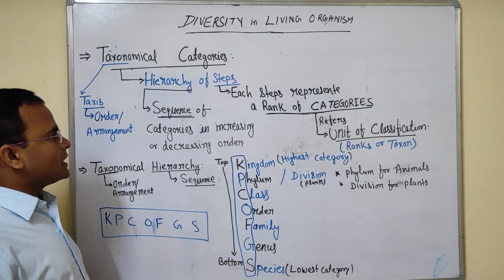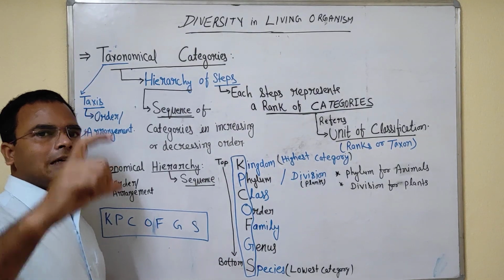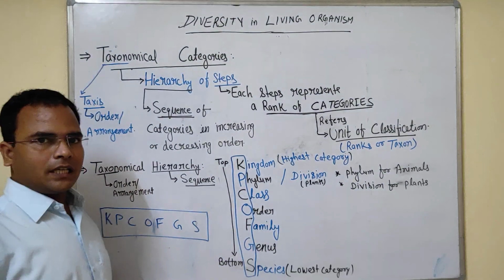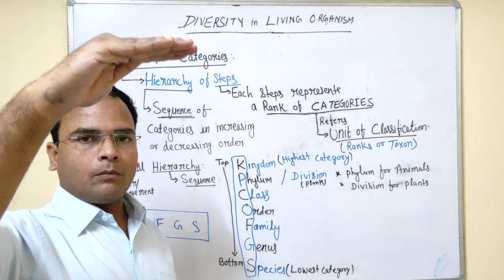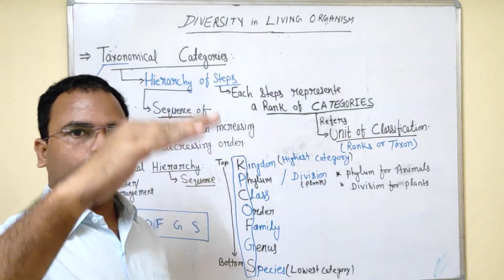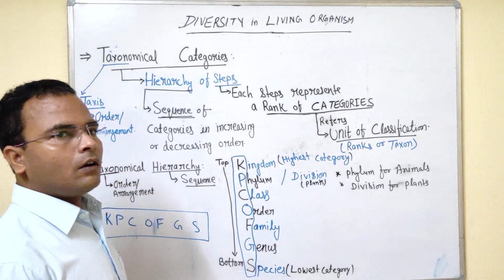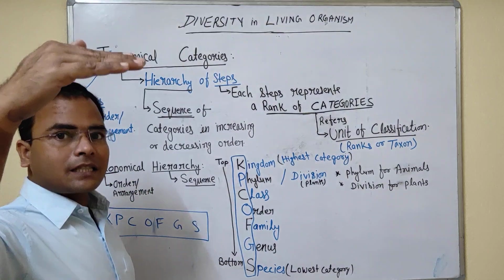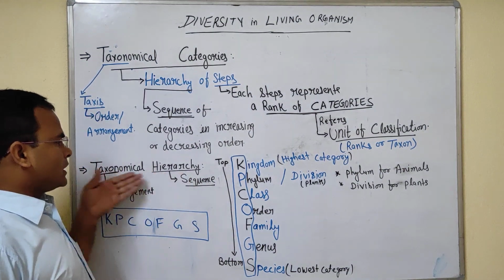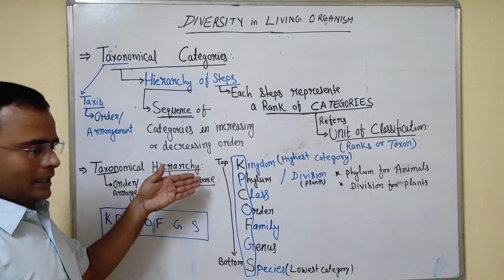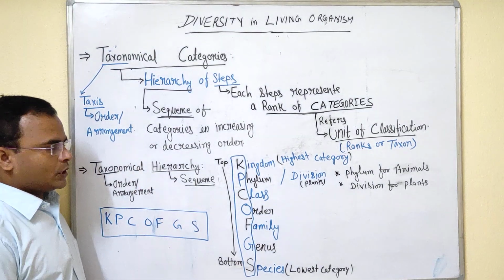It is the categorization, the sequencing of different things in either ascending or descending order, either increasing or decreasing order, either from top to bottom or from bottom to top. So which one is the highest rank, and which is the lowest rank? This is what the taxonomical hierarchy deals with. Taxonomical means arrangement and hierarchy means in sequence.